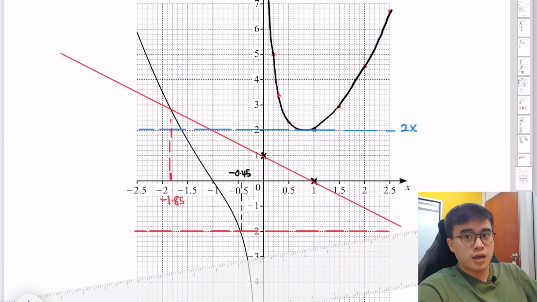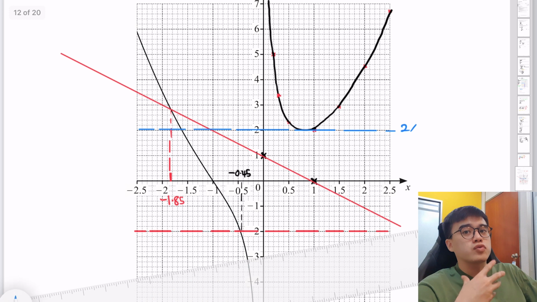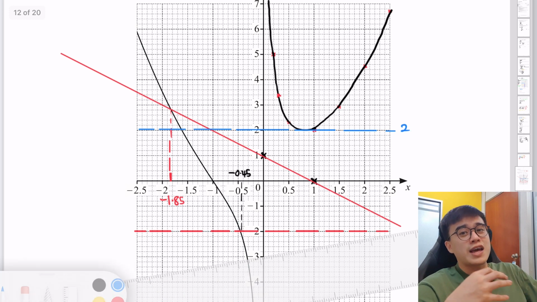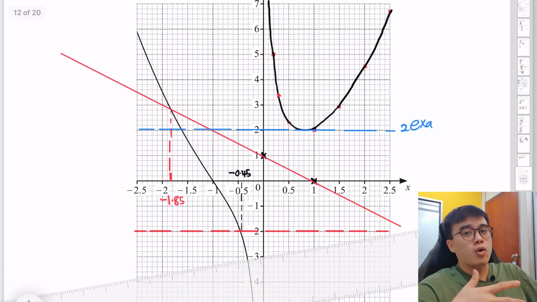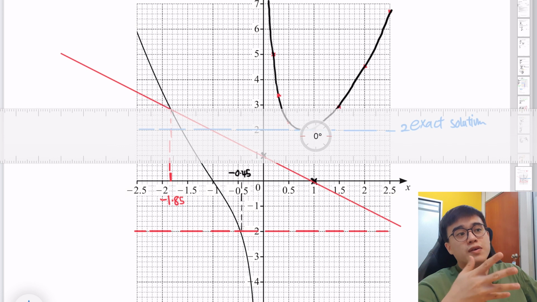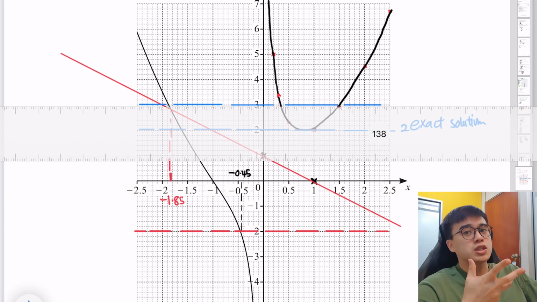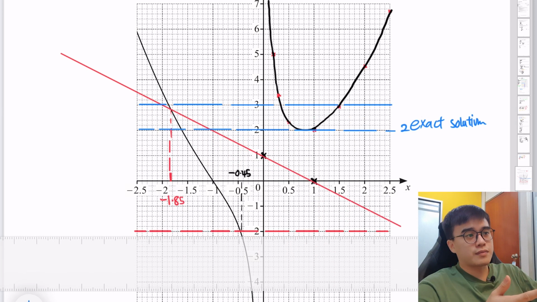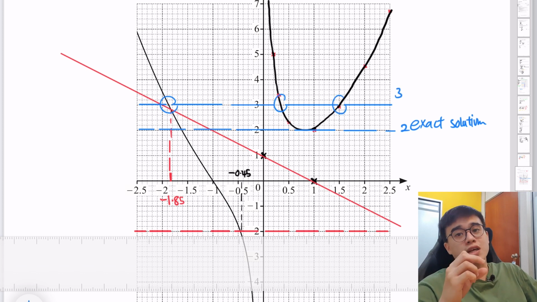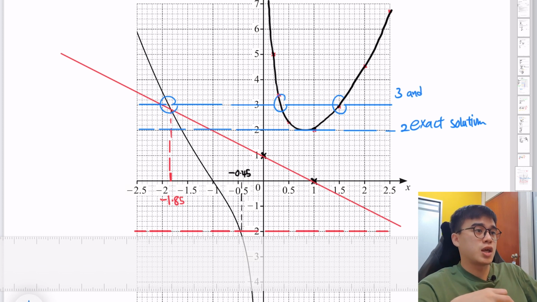solutions. Question-wise, they can ask you for 2 exact solutions, they can ask you for 3 exact solutions and more, or 1 exact solution. So in our case, if they're looking for 2, I will be putting my K value as 2. However, they're looking for 3 solutions and they mention the keyword integers. So based on my graph, I'll be choosing 3 as my final answer because it is the closest integer which has 3 exact solutions.